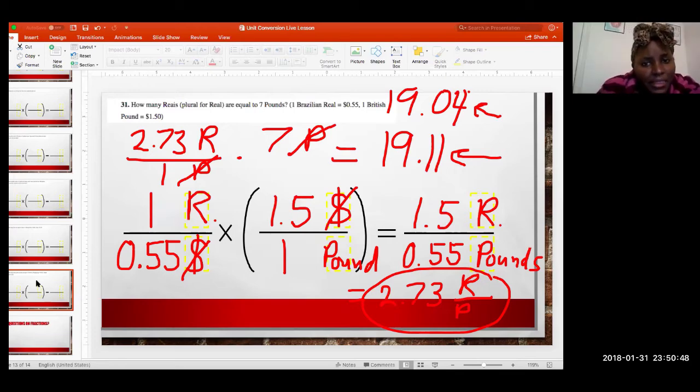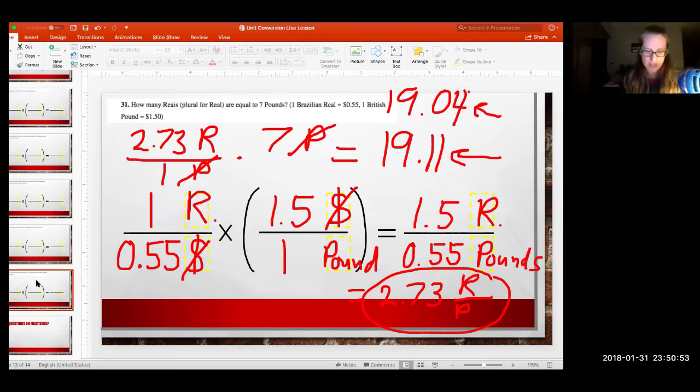How did you get the 19.11? That was 2.73 times 7. The only difference is that I rounded down here because when you divide, you get 2.737373, and then it continues on, right? So we want to cut it off right here. Sorry, I wrote it wrong.